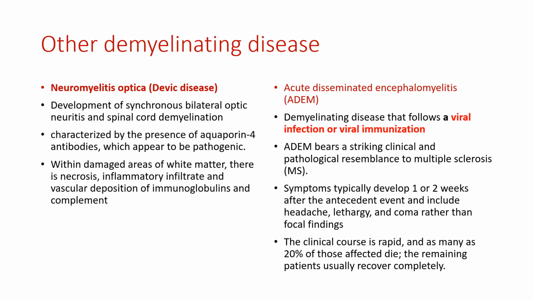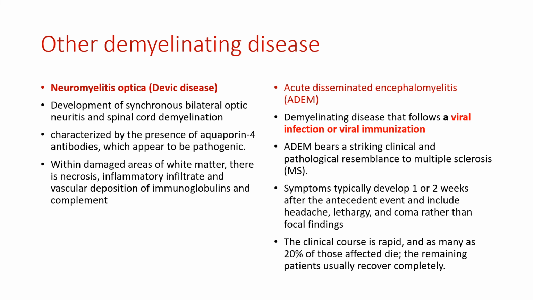The first one is neuromyelitis optica, or Devic disease. Neuromyelitis optica is a syndrome with synchronous bilateral optic neuritis and spinal cord demyelination. It is often characterized by the presence of aquaporin 4 antibodies, which appear to be pathogenic. Areas of demyelination show loss of aquaporin 4. Within the damaged areas of white matter, there is necrosis, inflammatory infiltrate, and vascular immunoglobulin and complement deposition.